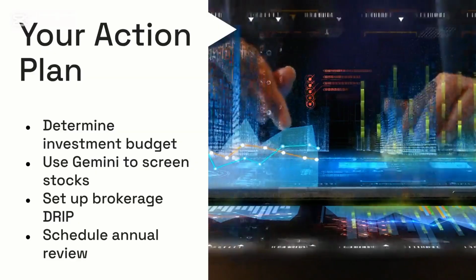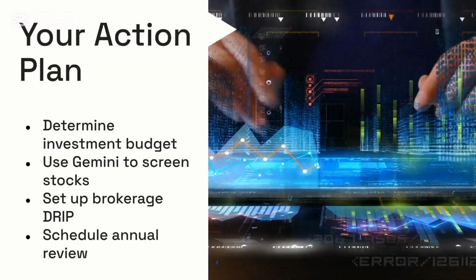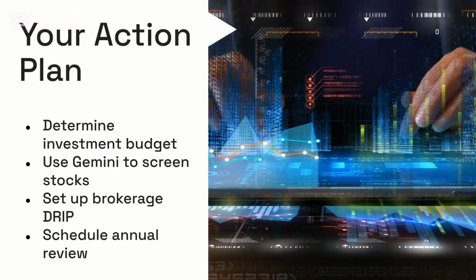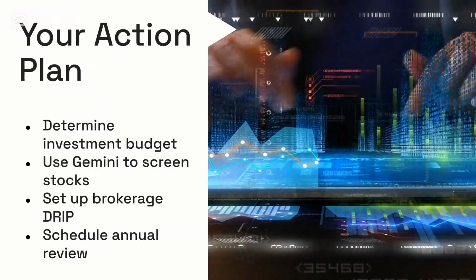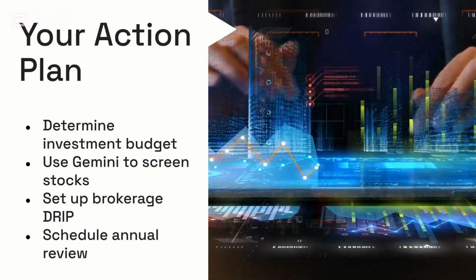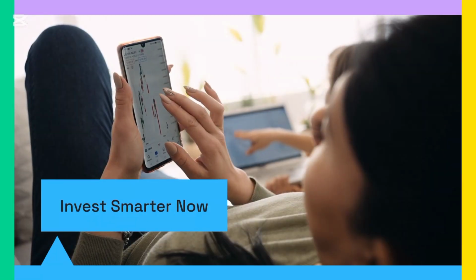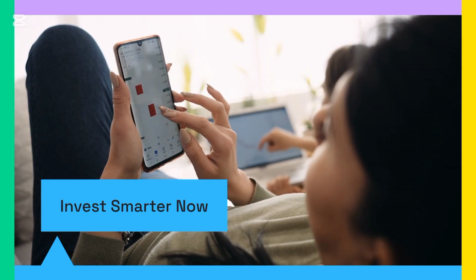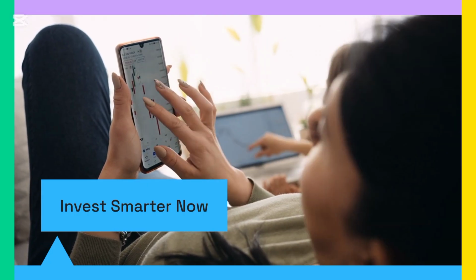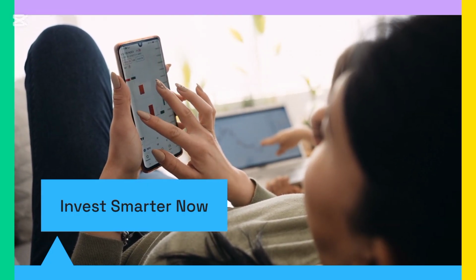Your action plan is clear. Define your budget, use Gemini for your initial screen, set up the DRIP in your brokerage account, and commit to an annual portfolio review to maintain balance. Building an automated dividend portfolio using AI is about investing smarter, not harder. Take control of your financial future today.